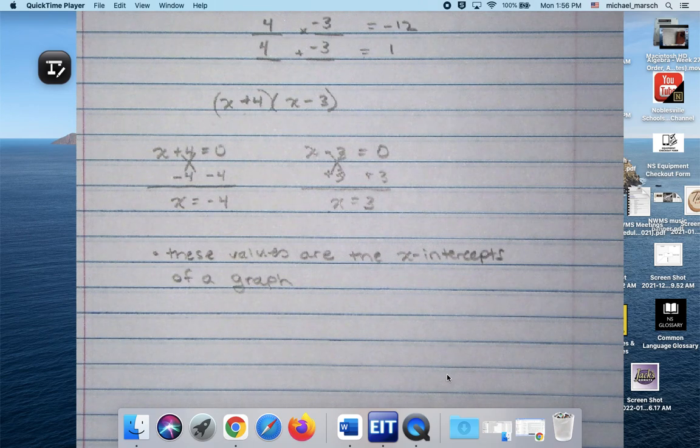What a y-intercept is, right? It's where the line crosses the y-axis. So what's the x-intercept going to be? Where it crosses the x-axis.